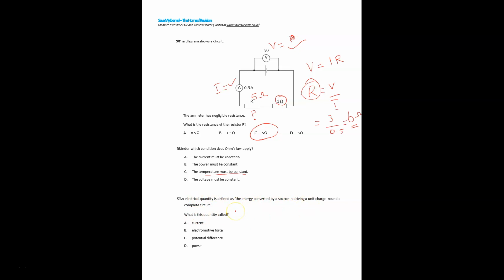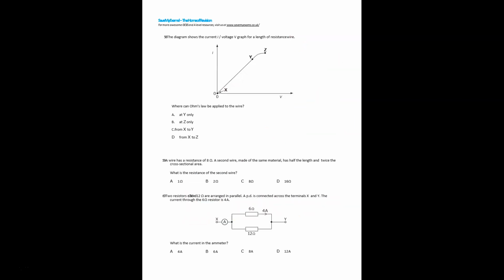The same question, a repeated question. Here Ohm's law can be applied from point X to Y because the line is straight. Current and voltage are proportional. After that, it is not applicable. And what is the resistance of the second wire? Same, resistance is equal to length over area, the same concept.